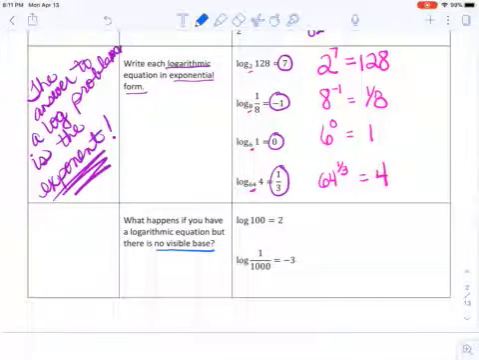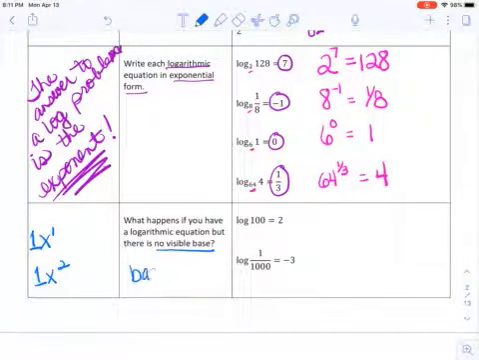Well, just like if I say x, what does that really mean? 1x, or 1x to the first power. If I say x squared, this means 1x squared, right? So if there's no visible base written, the base is 10. So that's like having a little tiny 10 right there.